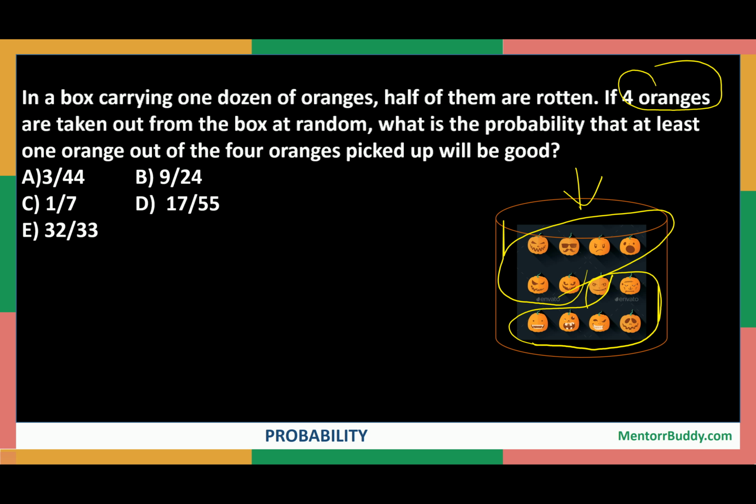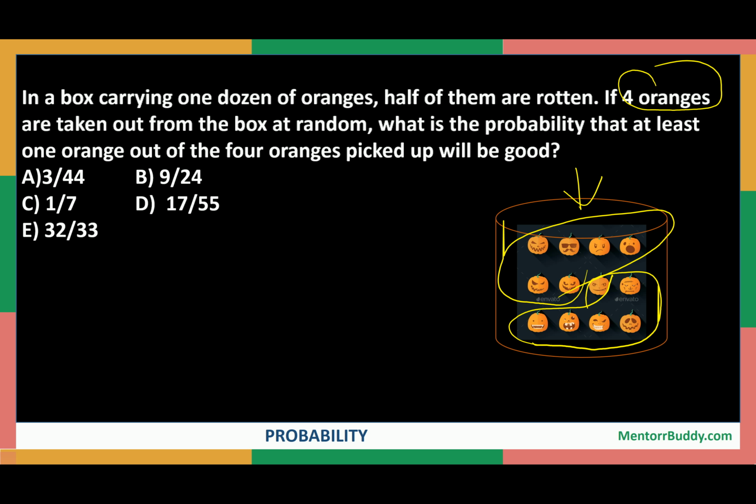So what will be the cases? See, in this situation, there will be 4 cases. That is, there can be 1 good orange, right? What will be our favorable cases? There could be 1 good orange, there could be 2 good oranges, there could be 3 good oranges, there could be all 4 good oranges. So these will be our favorable cases, right?